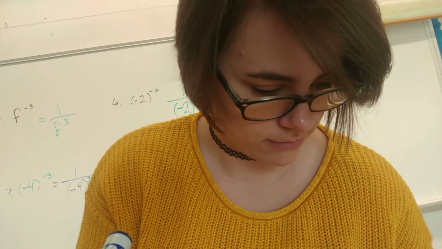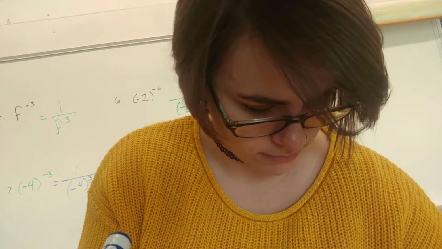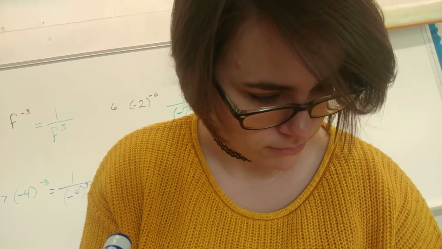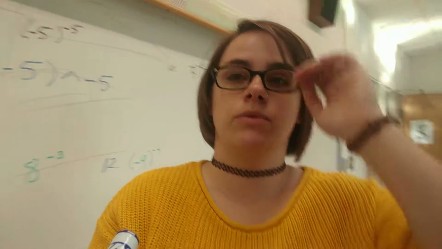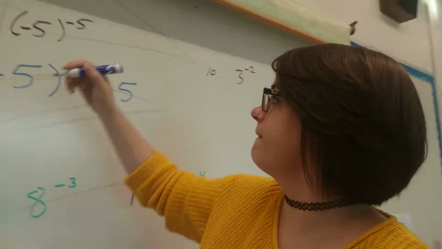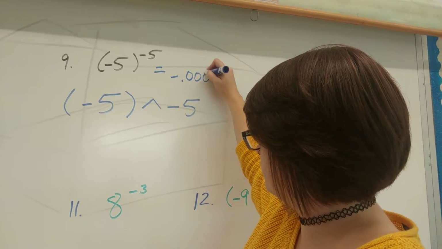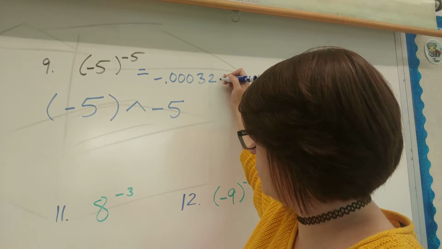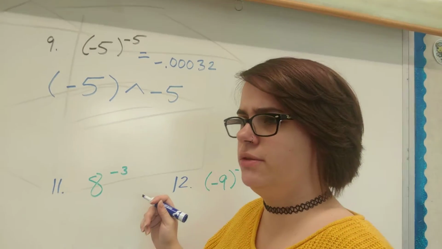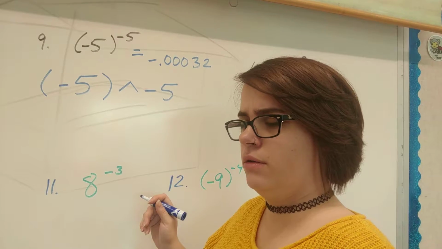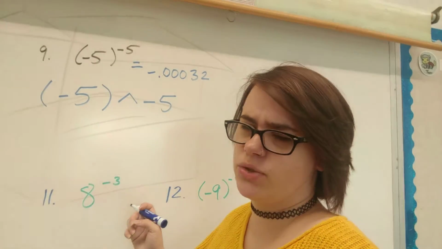-0.22. Okay, what is this as a decimal? Negative 0.00032. Okay, could we convert that into a fraction? Well, let's see if our calculator will let us, because this is a really small number.